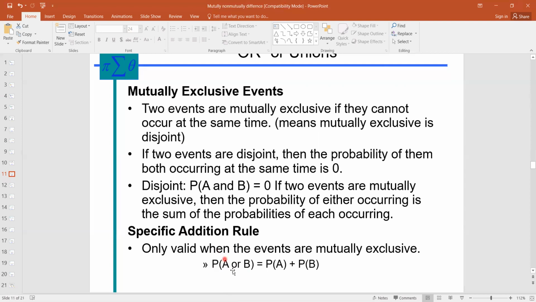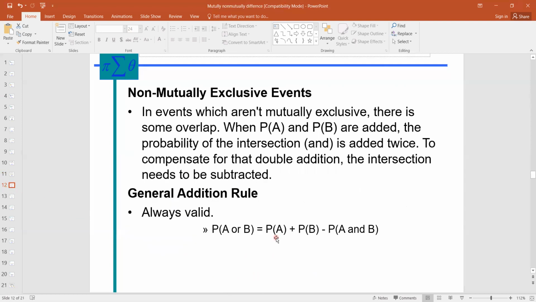So you can say probability of A or B can be written as probability of A plus probability of B. OR represents the sign plus in probability, and AND represents the sign of multiply. Here we have OR, so we have to simply add the probabilities of these two events. So this is the mutually exclusive events formula for two events A or B.